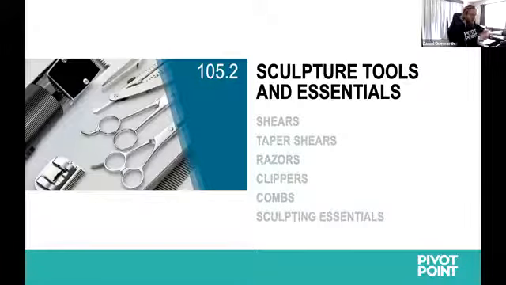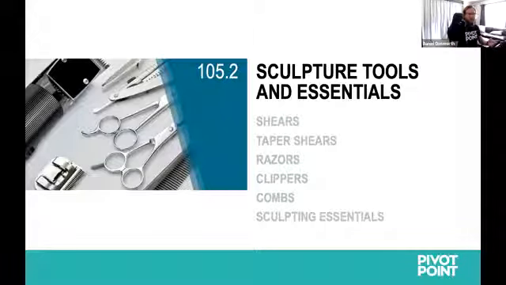All right, we have about 5 minutes past the hour, so we're going to go ahead and get started talking about some information on the sculpture tools and essentials. And just to let you know, as we go through this session, we'll be doing a little bit of back and forth. I'm going to share some information and also bring some tools out to actually discuss them right with you guys, demonstrate a few of the tools that I use, and just hopefully bring this to life even a bit more.